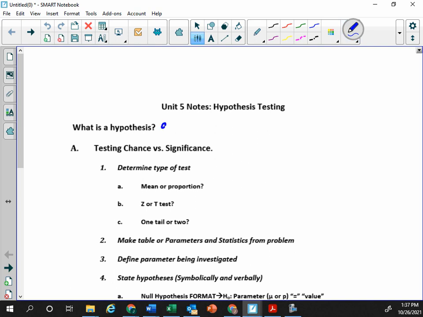It's a claim made about a population based on the results of a sample.